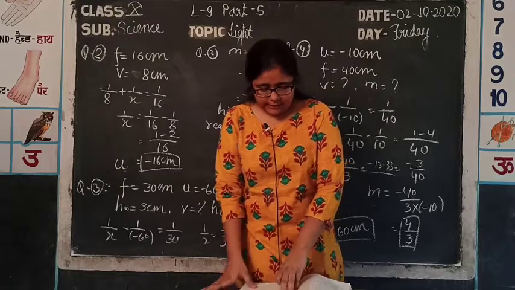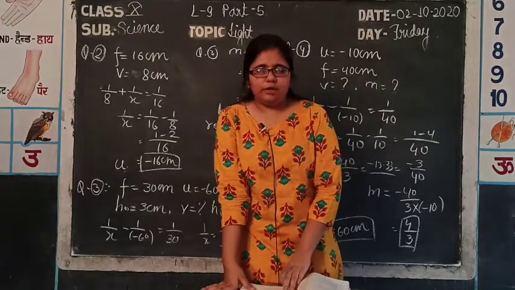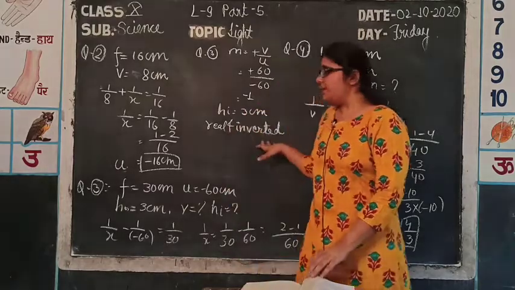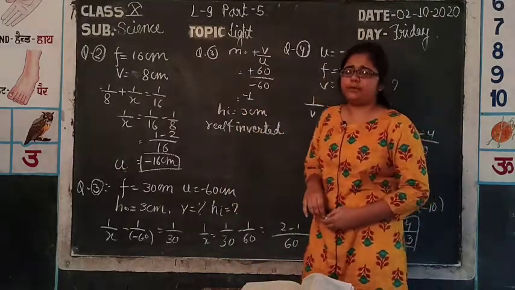So, the last remaining 3 questions, 4, 6 and 7, you will do by yourself, and with the help of these numerical problems we have completed our chapter 9, that is light.